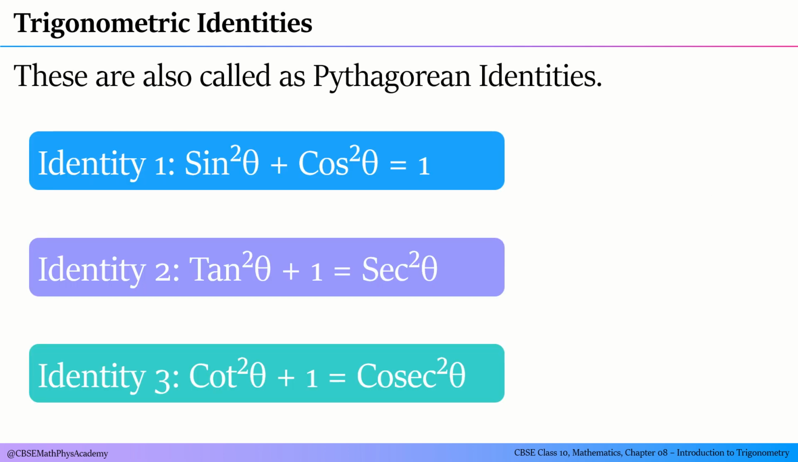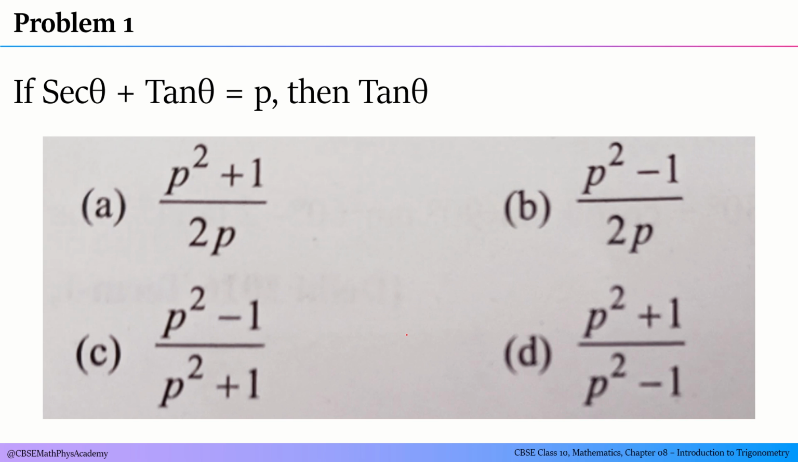So the three main identities which we will be using in these and forthcoming problems are: one identity based on sine and cos, the other one based on tan and sec, and the third one on cot and cosec. The first problem: they are given sec theta plus tan theta is equal to p. Then what is the value of tan theta? So they are given four options.